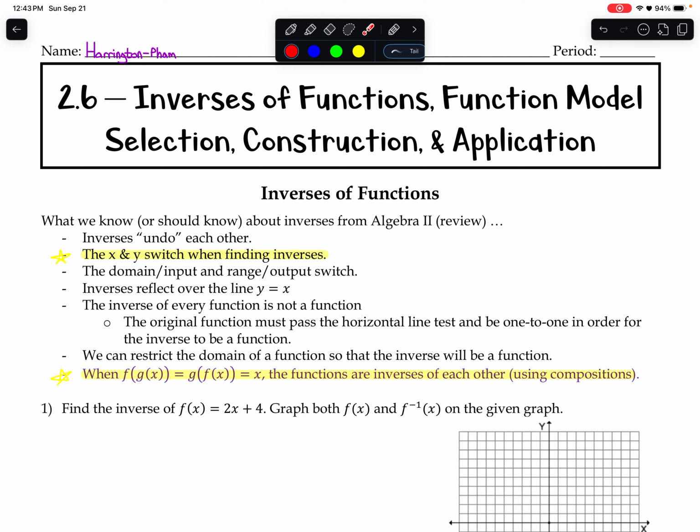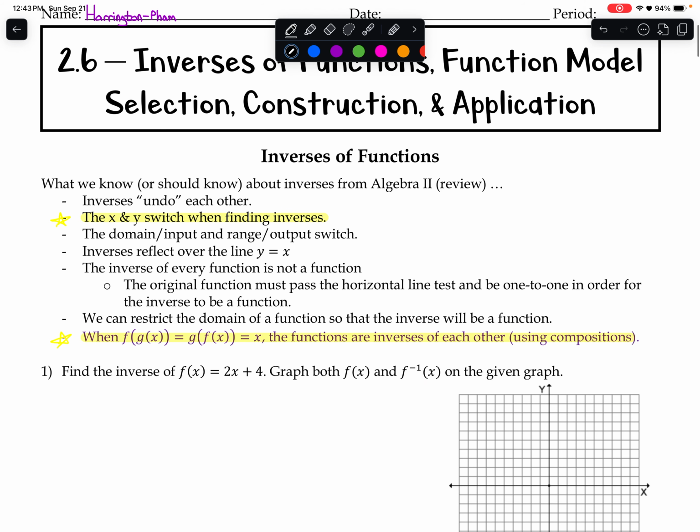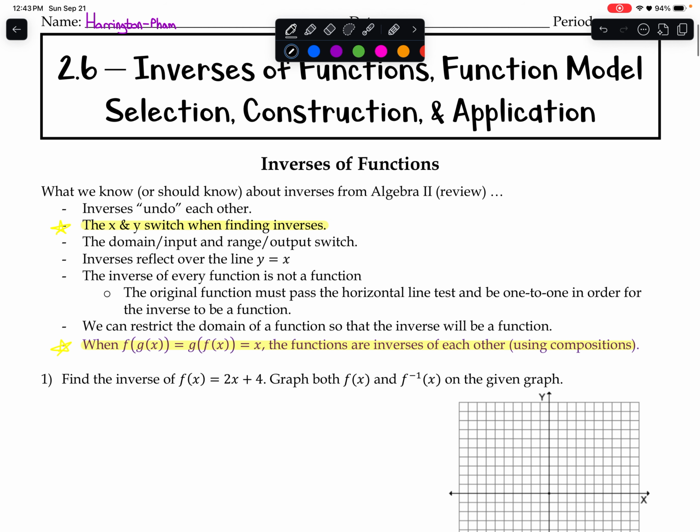Welcome back, everyone. Now in this video, we're going to talk about inverses of functions, specifically the function model selection, construction, and application. I'm going to save that for a separate video just so that this video is not 20,000 years long. But yeah, we're just going to focus on inverses. So luckily for you guys, a lot of the inverses should be a review and a recap of Algebra 2.